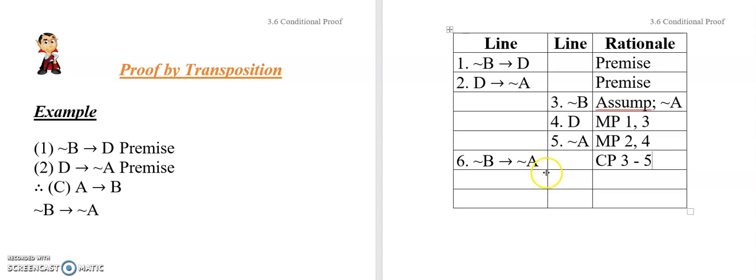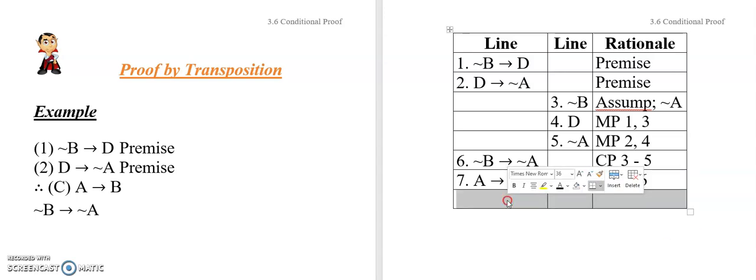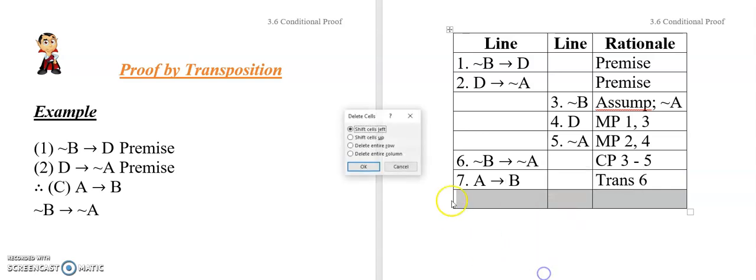Now, are we done? No. We asked for this, okay? So how do we get it? Well, we're just going to use trans on that. So it's going to be pretty easy. All we're going to do is write this, and we're going to do trans on 6 to get that. So that's all it is to it.